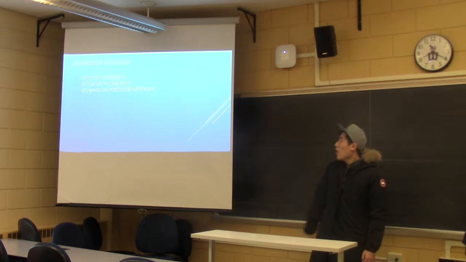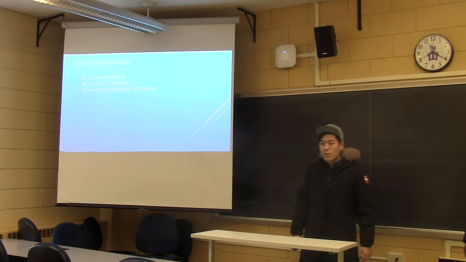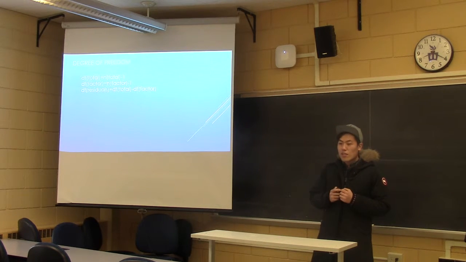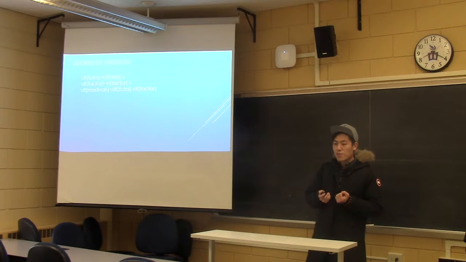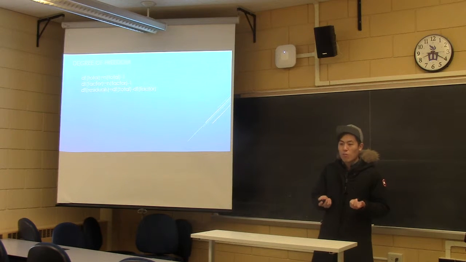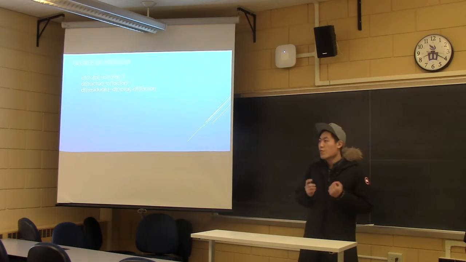First, how do we know the degrees of freedom? The degree of freedom of the total is the number of all observations minus 1. The degree of freedom of the factor is the number of levels of the factor minus 1. And the degree of freedom of the residual is the degree of freedom of the total minus the degree of freedom of the factor.